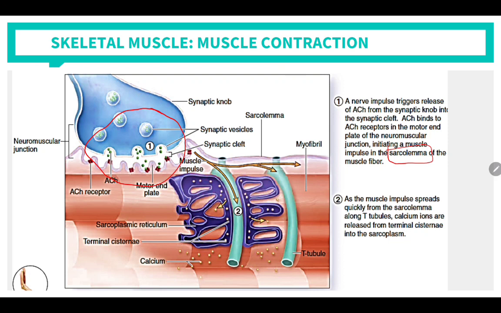Okay, so ibig sabihin, in bottom line, saan dadaan yung ating mga muscle impulse? Sa T tubules. Okay, itong green, yan sila ang mga T tubules natin. So it will carry the muscle impulses inside sa ating sarcoplasm. Okay, let's proceed to the next slide, para at least ma-appreciate niyo.